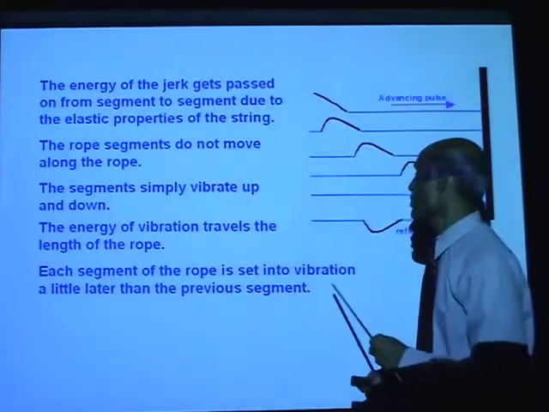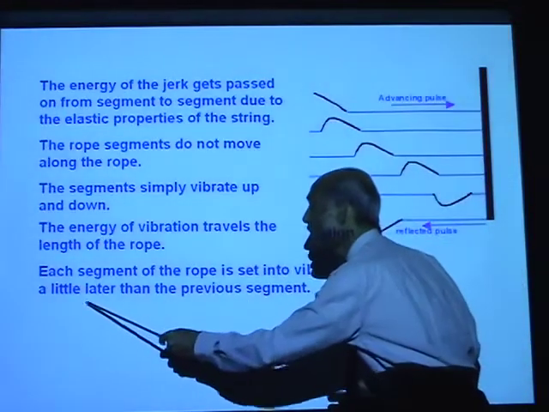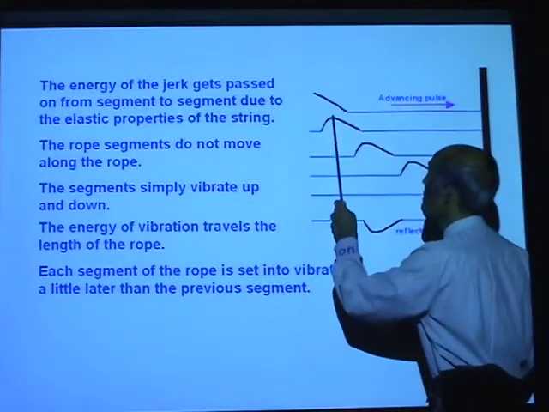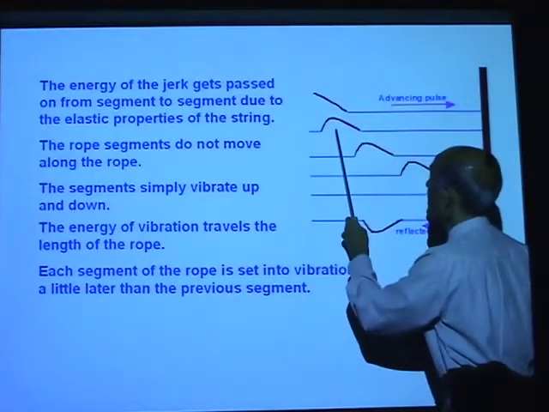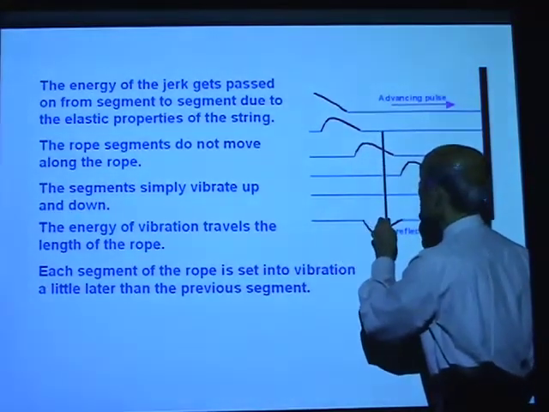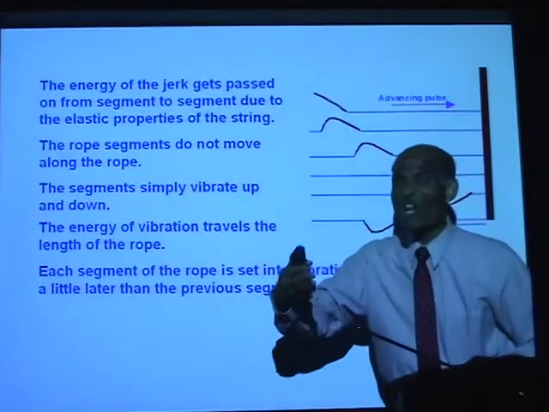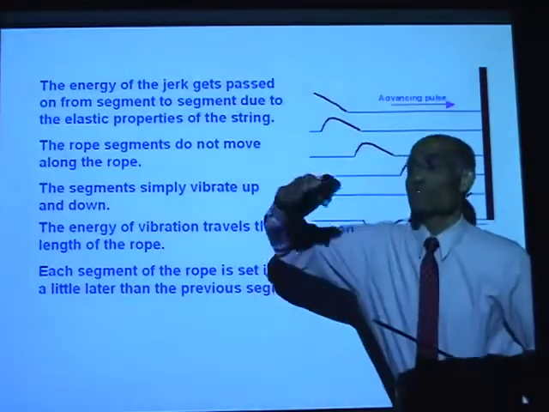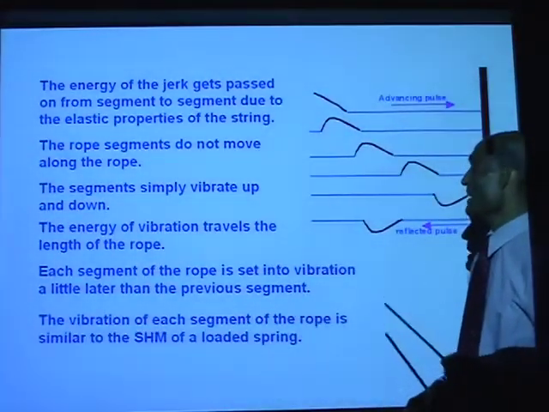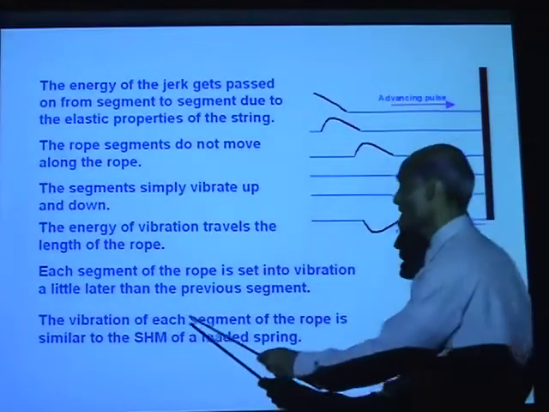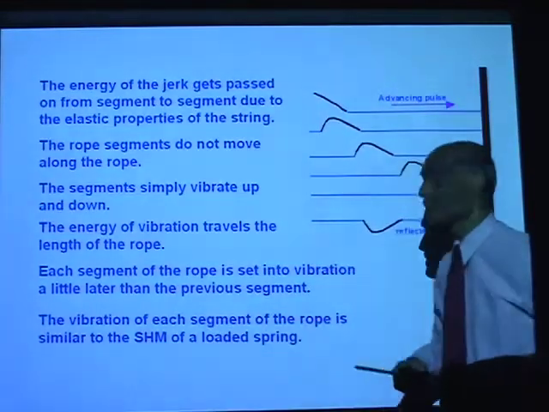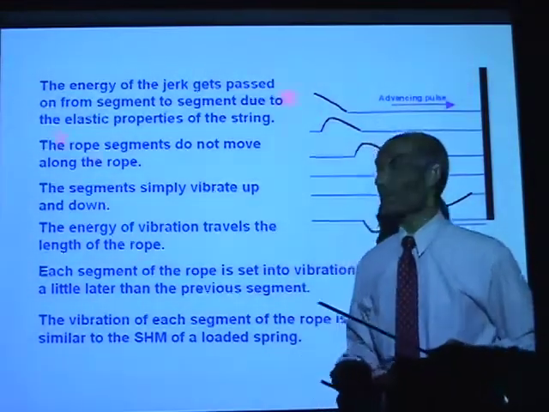Each segment of the rope is set into vibration a little later than the previous segment, and that's the reason why you see the pulse advancing. You see, if a segment is vibrating here, a segment over here will start vibrating a little later. And that is the reason why you see the advancing of the pulse. Now, we will talk about that. That's a very important concept. The vibration of each segment of the rope is similar to the simple harmonic vibration of a loaded spring.